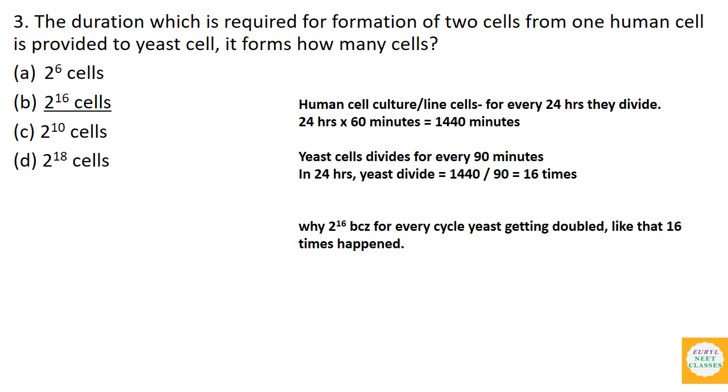Got it? Now let's see. Human cell culture or human cell line cells, which are growing artificially, divide every 24 hours.